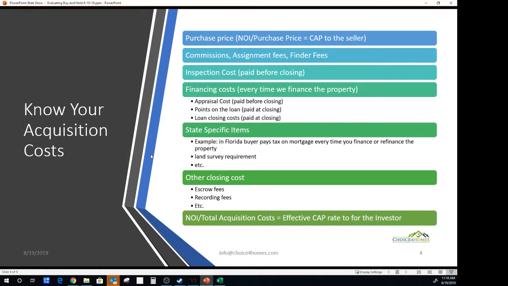What I'm going to focus on in this presentation is the overall math on what it costs to acquire the property, how it cash flows, and how it impacts the investor. So I'm going to start out with know your cash flow. The most obvious number that everyone knows is the purchase price. That's the number on the listing or on the offering, or that's the number that people send you.